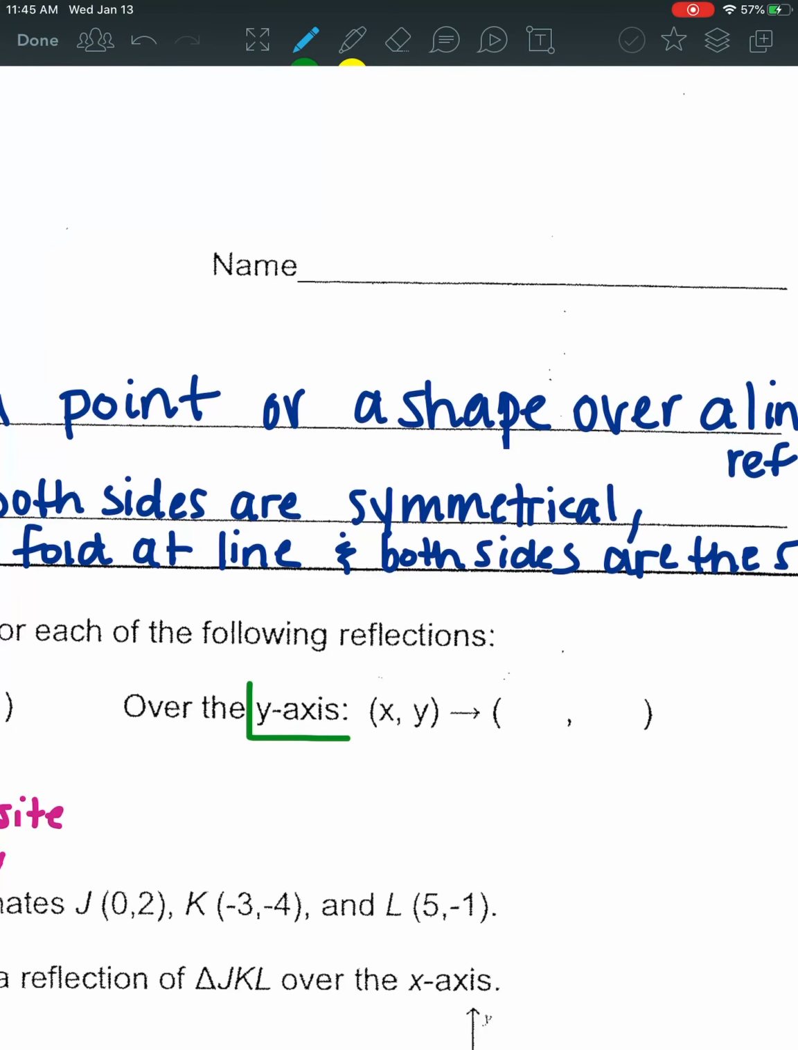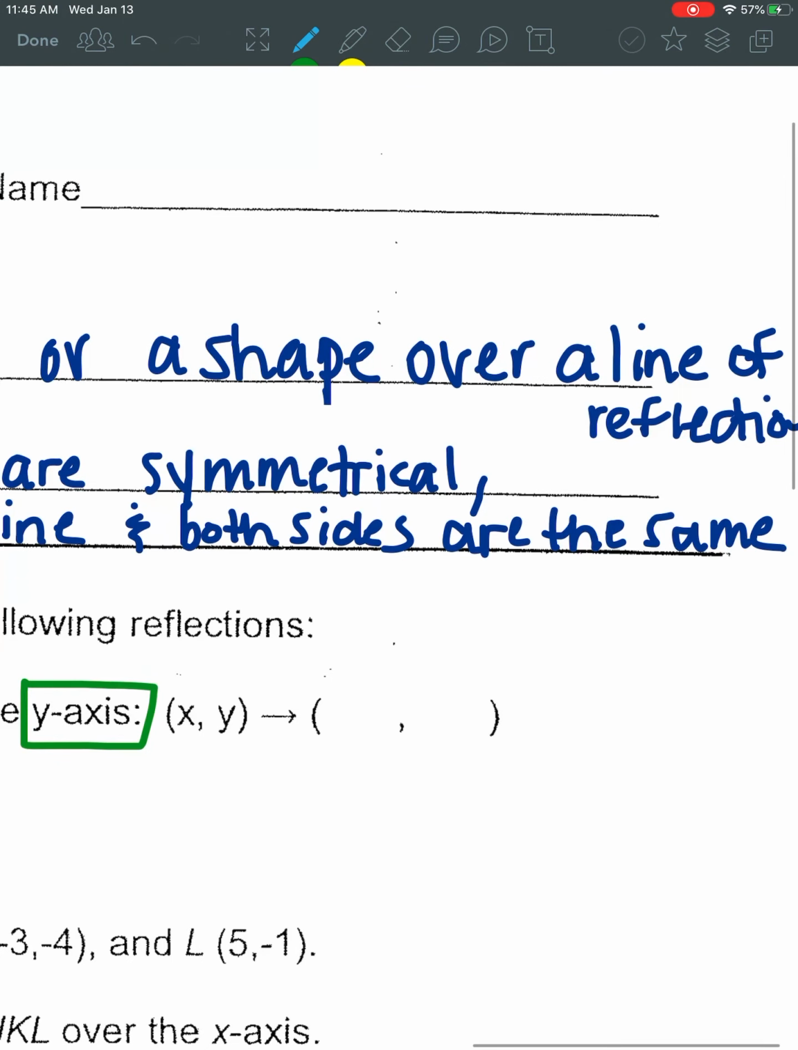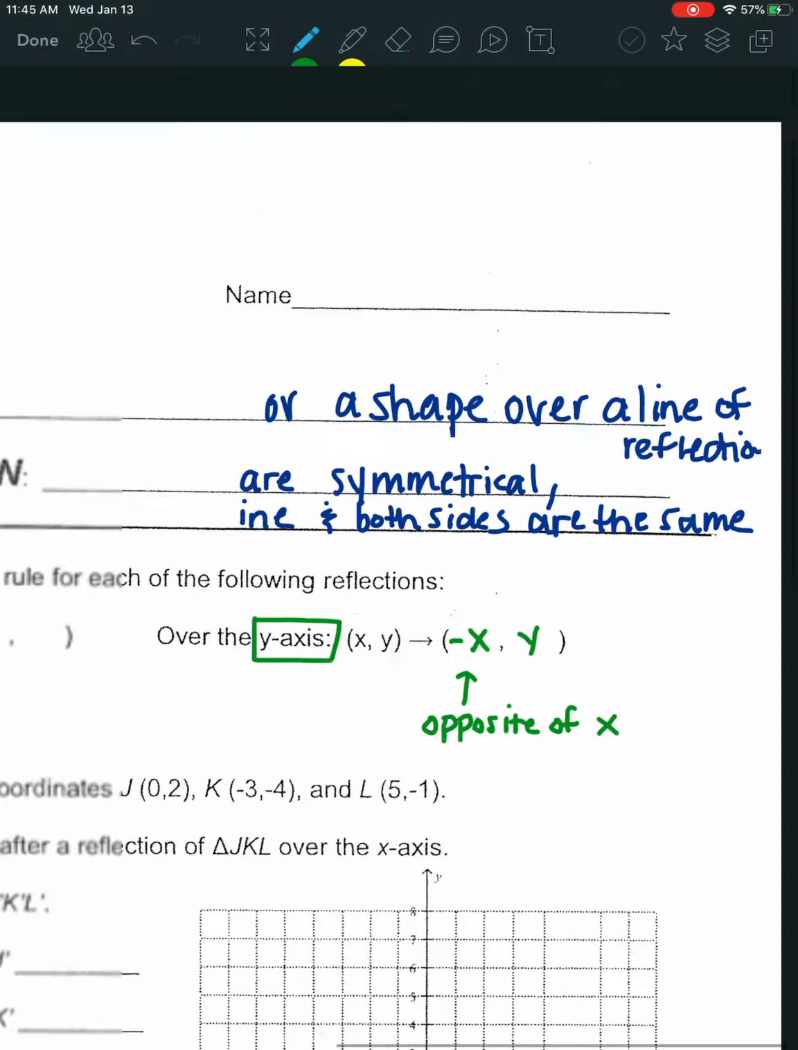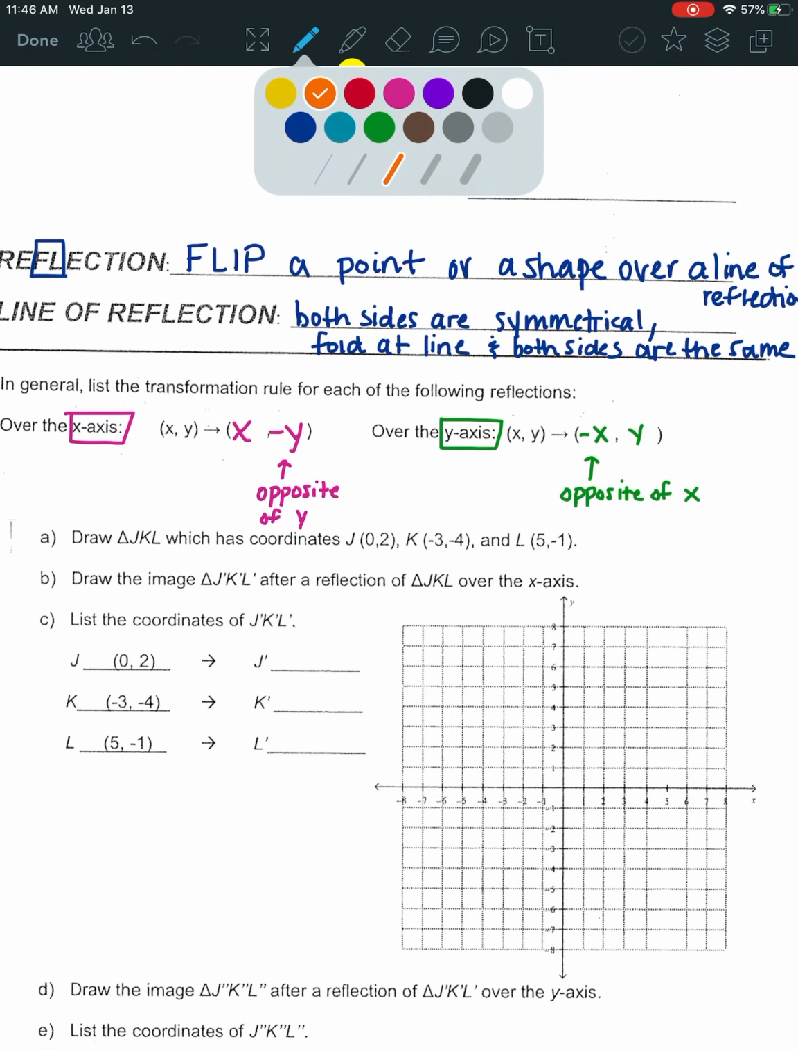So when you see negative y, think of opposite. If we go over the y-axis, I'm going to do this in a different color so that when we go down and actually do this on the graph, you can see the pink will be over the x and the green will be over the y. So over the y-axis, again, notice we have the ordered pair, the little arrow. This is showing us the rule. In this case, our x is going to change to the opposite and the y stays exactly how it is. So again, don't let that negative x confuse you. It just means the opposite of x, okay?